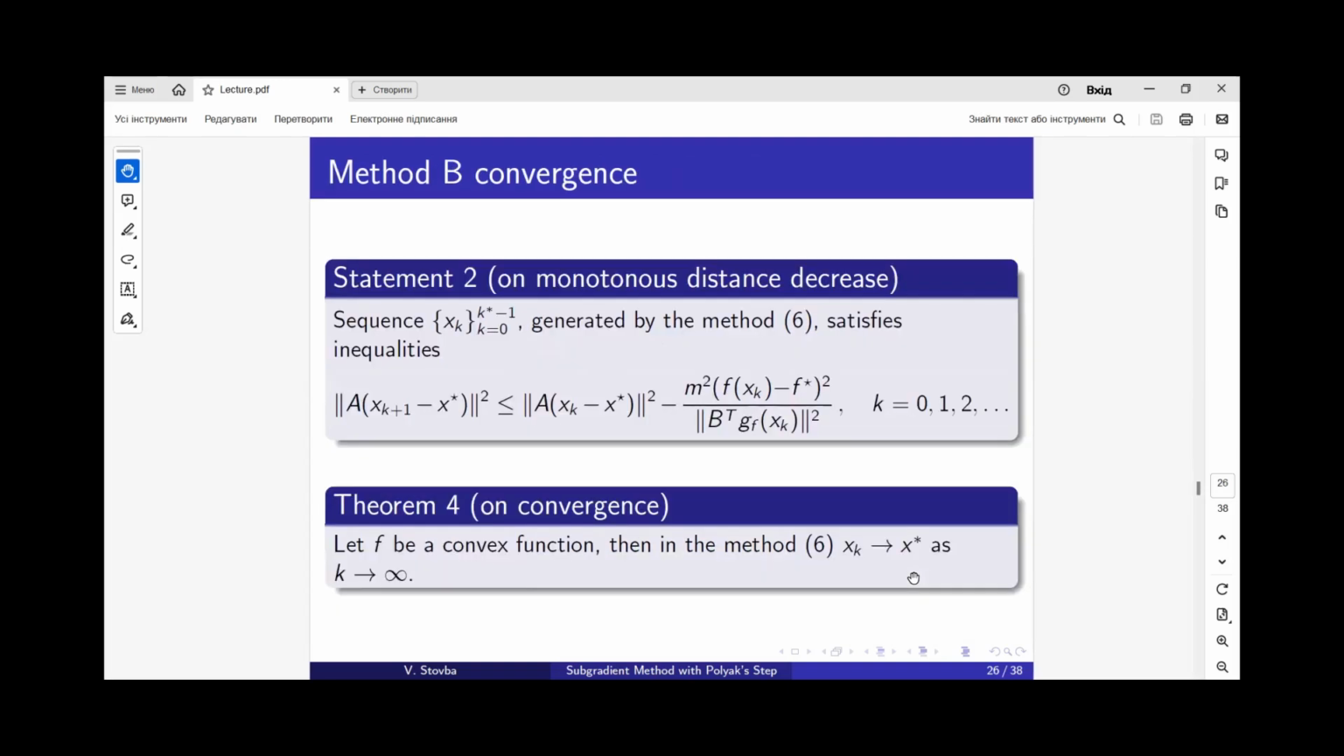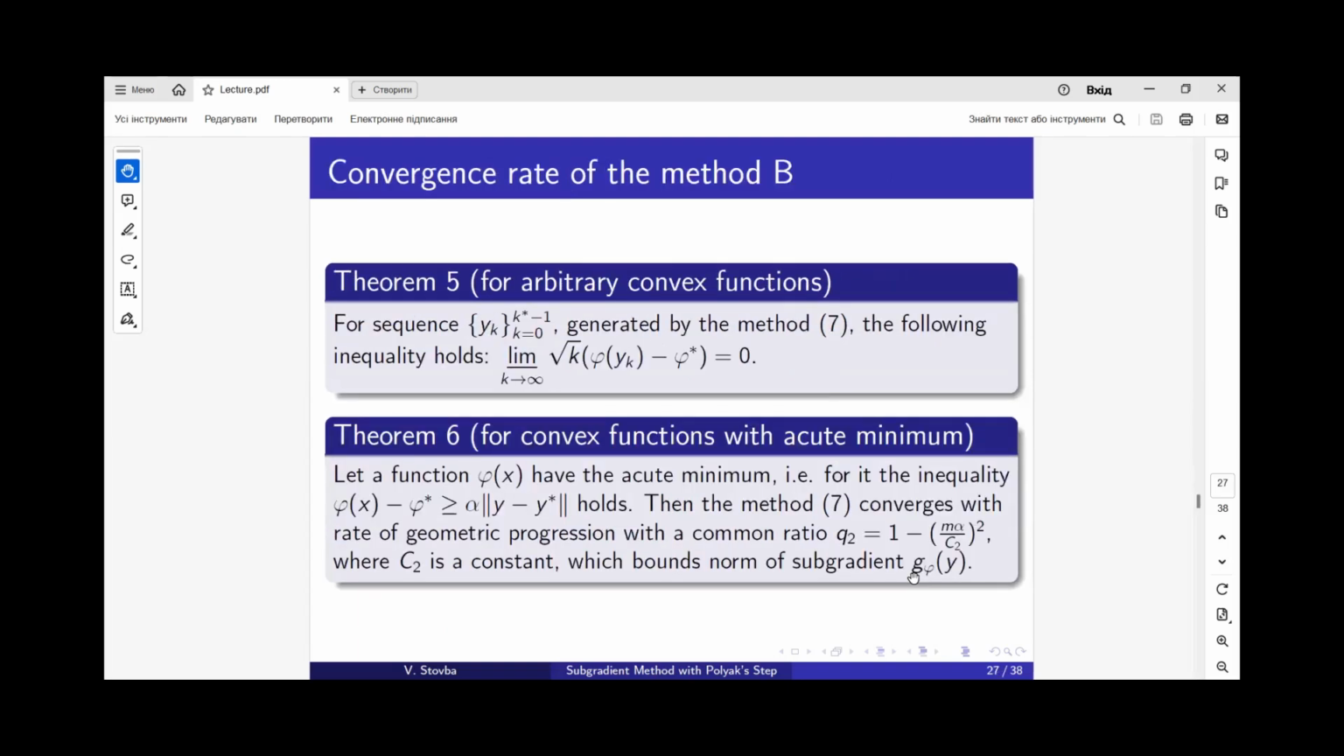Since method B is the same as method A with space transformation, we also have statement 2 and theorem 4 on convergence for convex functions. Also, we have the convergence rate of method B. These are theorem 5 for arbitrary convex functions, and theorem 6 for convex functions with acute minimum. The same statements hold also for the new function phi, for the sequence y_k generated by the new method in transformed space, and also for convex functions with acute minimum. We have this geometric progression convergence with a common ratio q2 here, where C2 is a constant which bounds the norm of the subgradient g phi at point y.